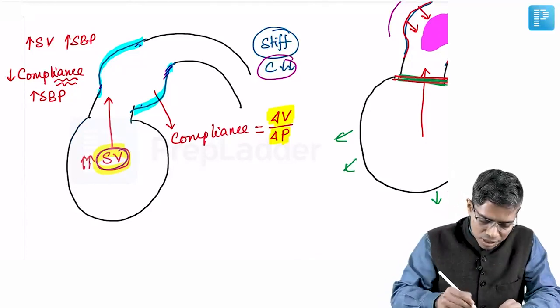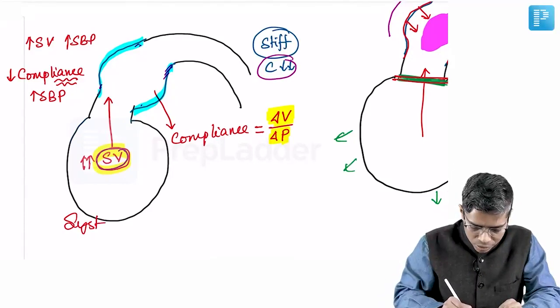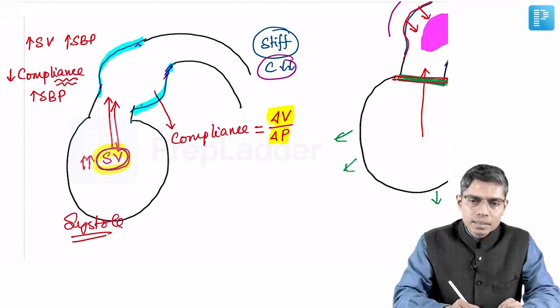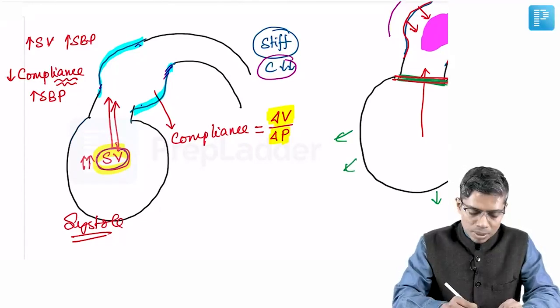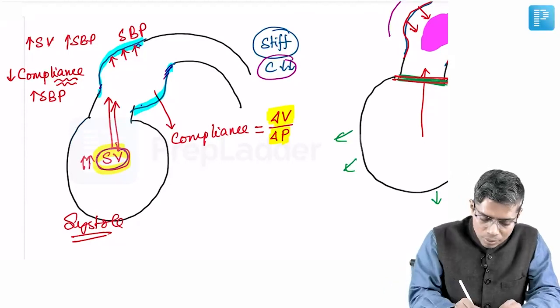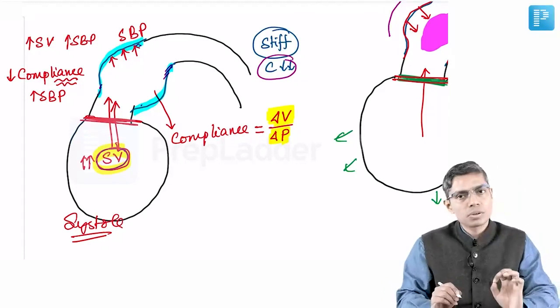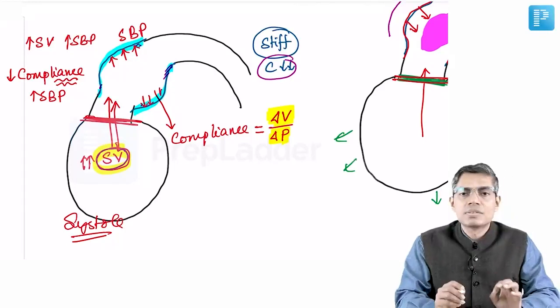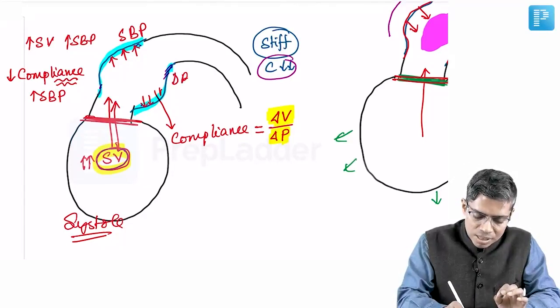So what I need to measure is the volume change of this arch of aorta, and for that volume change, how much pressure is changing, right? So during systole, the stroke volume is ejected, and because of the ejection of the blood, the pressure which is exerted here is nothing but the systolic blood pressure. And when the semilunar valves are closed, then the pressure which will be exerted on this vessel wall, that is the minimum pressure, that is nothing but the diastolic blood pressure.